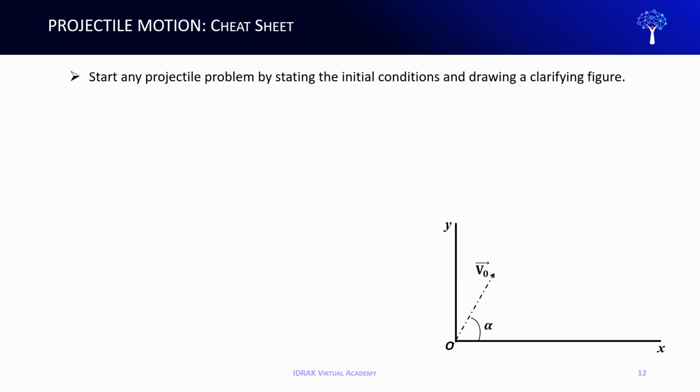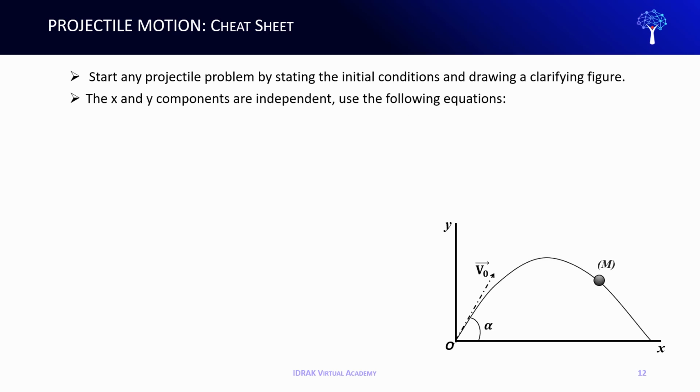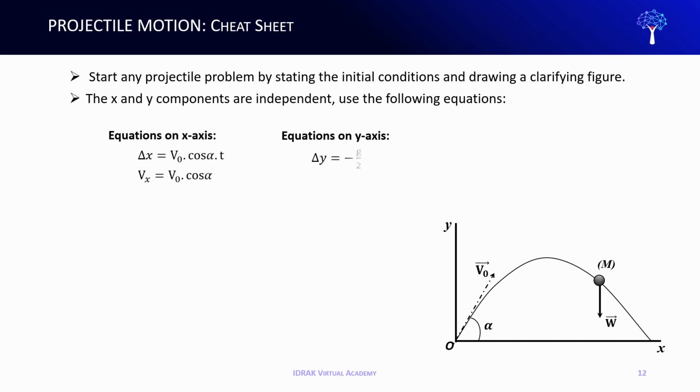Now, summing things up, things related to projectile motion, let's have this simple cheat sheet. We always start any projectile problem by stating the initial conditions. Keep that in mind. And if not given, draw a clarifying figure where you can represent the x-axis, the y-axis, and mainly the launch velocity. Then, the x and y components are known to be independent, so we use directly the following equations. On x-axis, we have delta x being v0 cosine alpha times t, and vx is v0 cosine alpha.